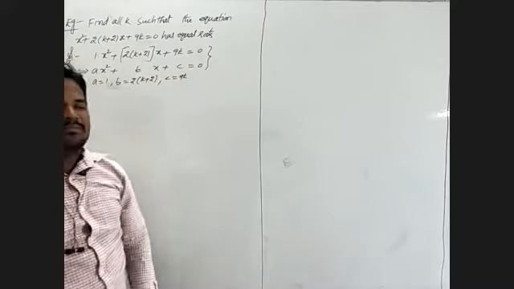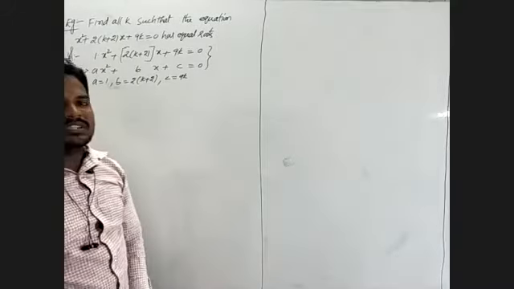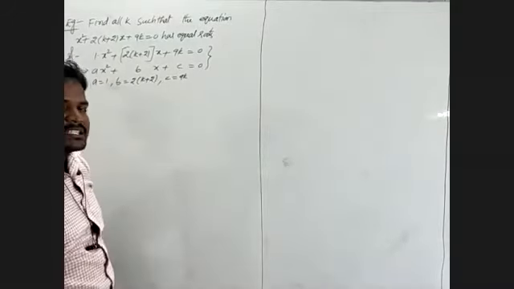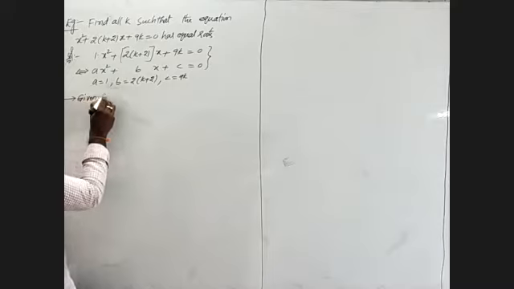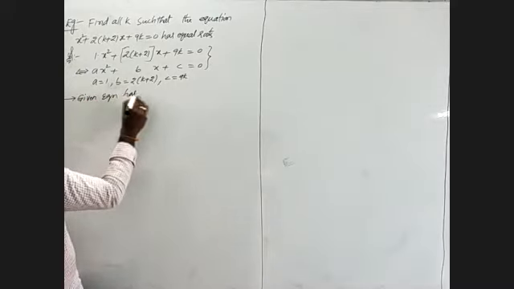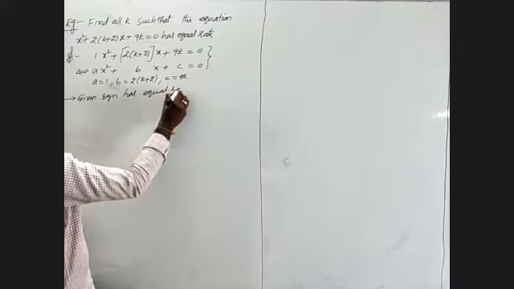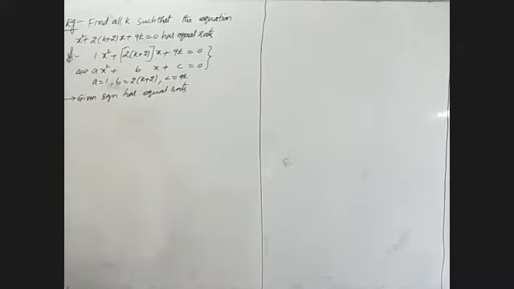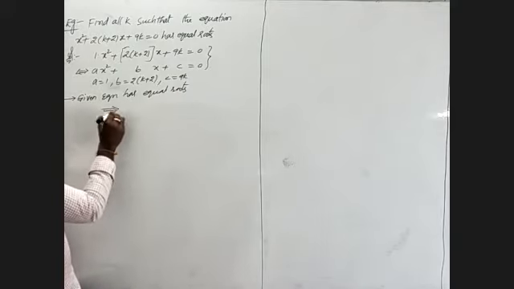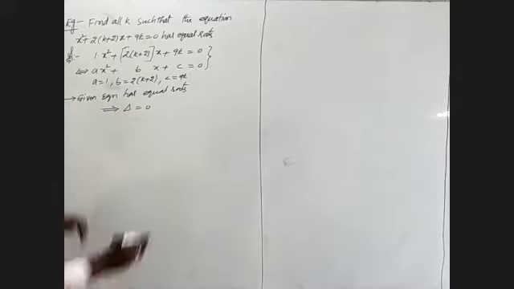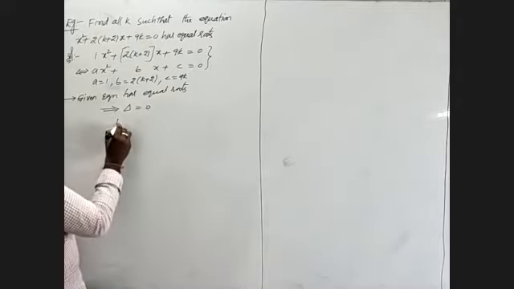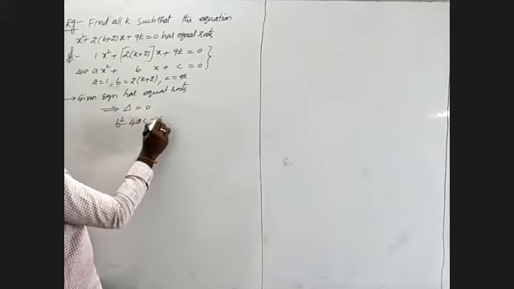Already we discussed in the previous class, if a quadratic equation ax square plus bx plus c is equal to 0 has equal roots, it means their discriminant is equal to 0. Here also we will write: given equation has equal roots means their discriminant is equal to 0, where discriminant is b square minus 4ac is equal to 0.